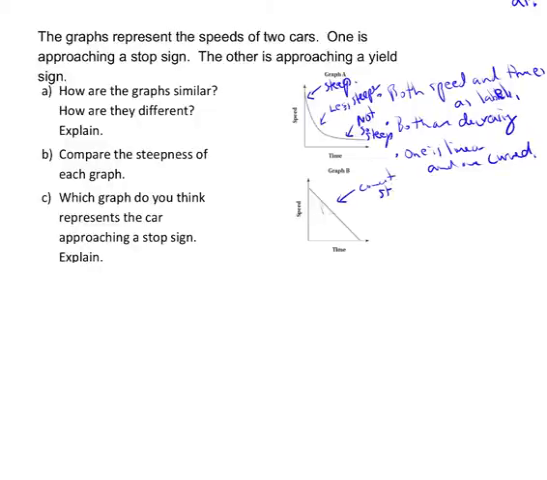Well, not as steep as the steep, so we call it the constant less steep, because I think this one up here is a lot steeper than this one. So if we call this steep, it wouldn't kind of match that one. It kind of has to be a less steep. So which graph do you think represents the car approaching a stop sign?